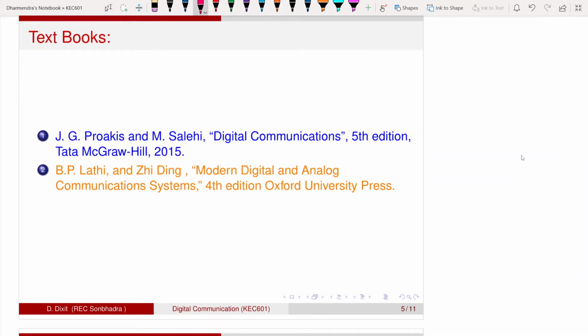There are two textbooks: Proakis and Salehi, Digital Communication, 5th edition. You can buy these books, and I will refer to these books most of the time for this course. Also, you can read the content of this syllabus from B. P. Lathi, 4th edition.